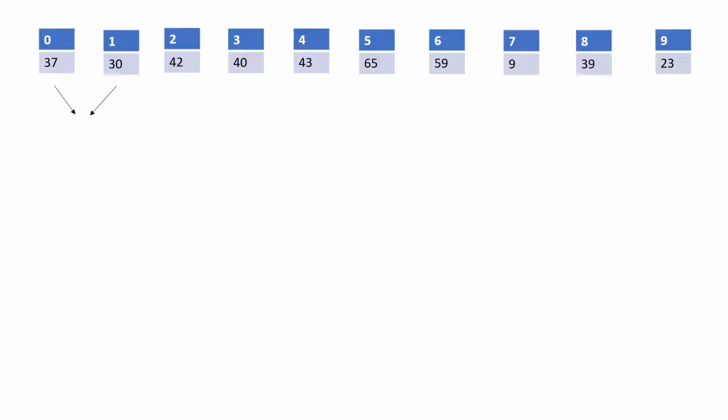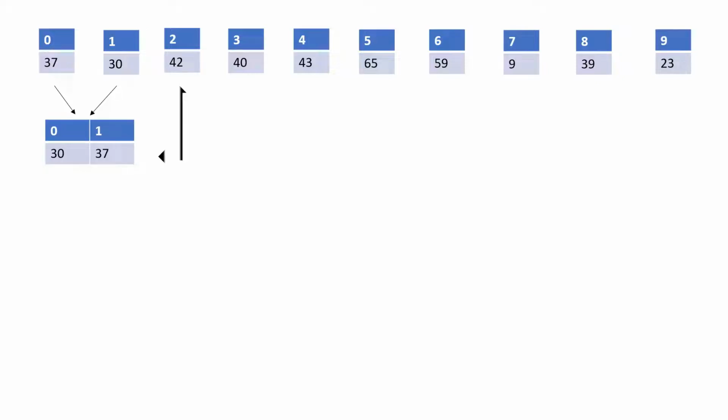In the index 0 the element is 37, whereas in the index 1 the element is 30. Here 30 is less than 37, that means 30 is placed in the index 0 and 37 is placed in the index 1. After merging, here it looks like.